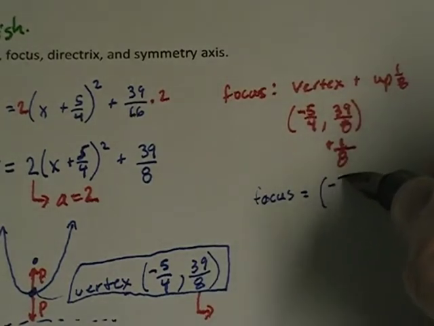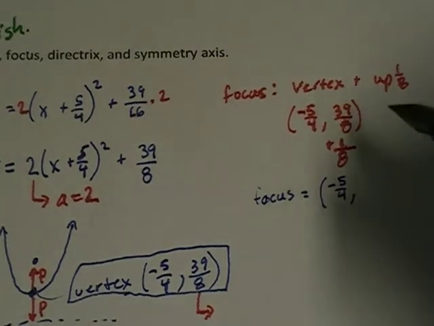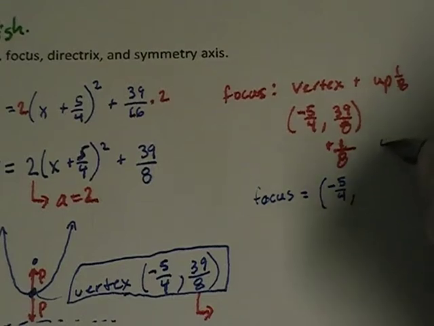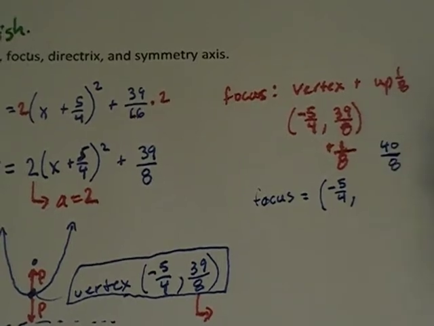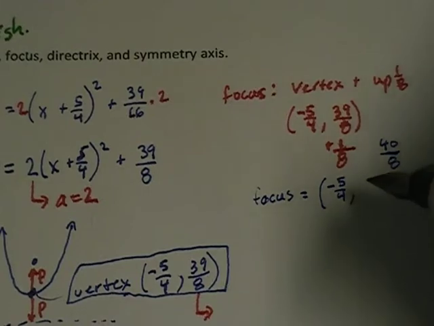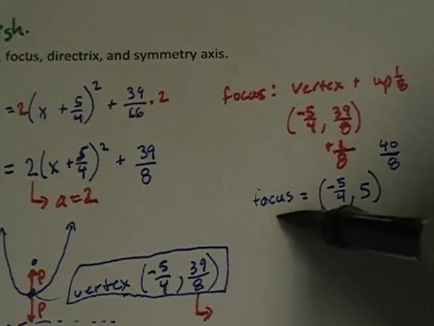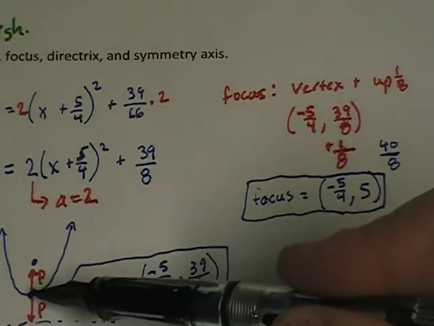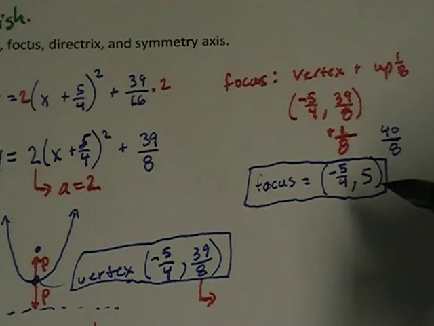of -5/4, comma, and 39/8 plus 1/8 is 40/8. Just jot that down, 40/8. But you better not give your math teacher 40/8 because that reduces, right? That's 20/4, but then that reduces to 10/2, which ends up being a really pretty number. It ends up being 5. Okay, so the focus is -5/4, comma, 5. That point is just a hair up from the vertex.